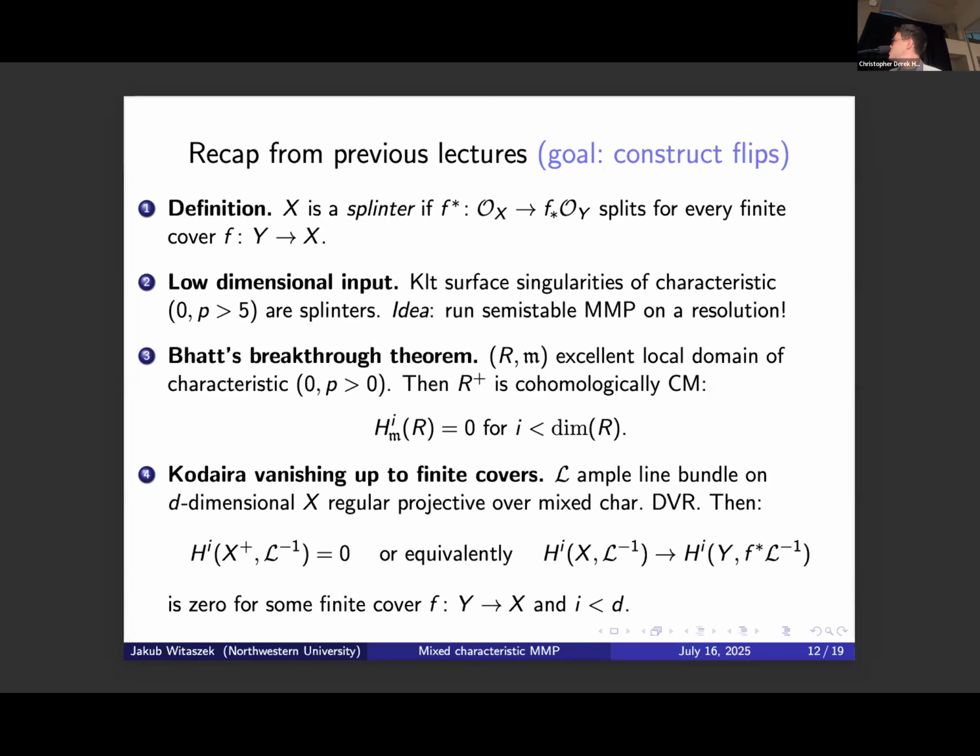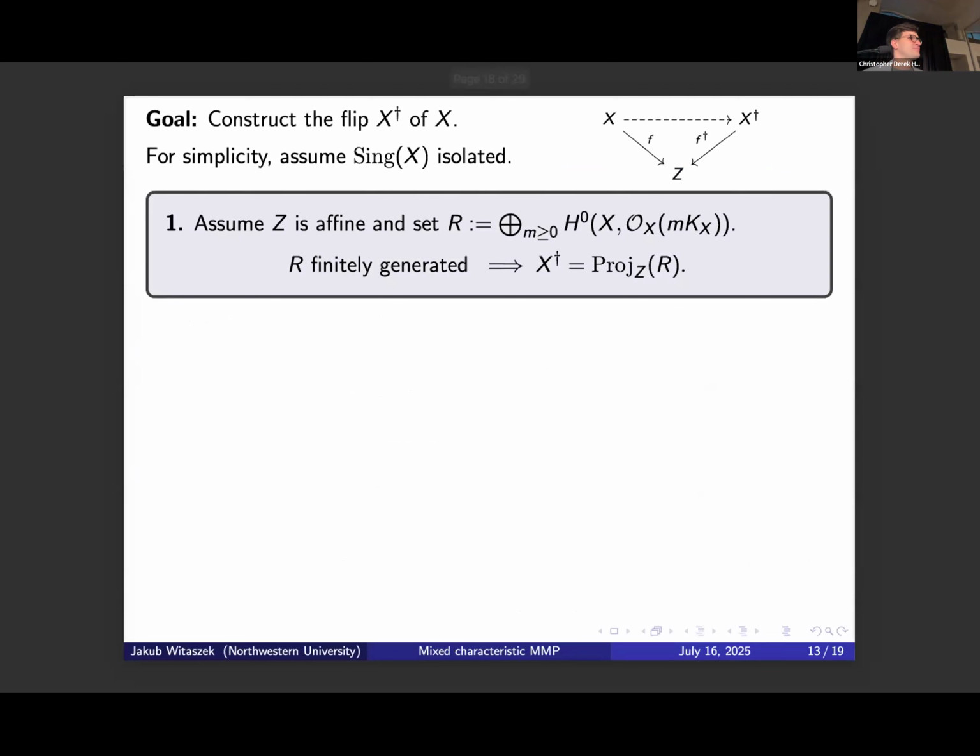So let's now move to the harder part. And so let's construct flips. Okay, so the goal for now is to construct the flip X† of X. Of course, I will simplify things a lot. This takes quite a lot of time to explain how flips can be constructed, but I want to convey some key basic ideas that may be applicable in other contexts.